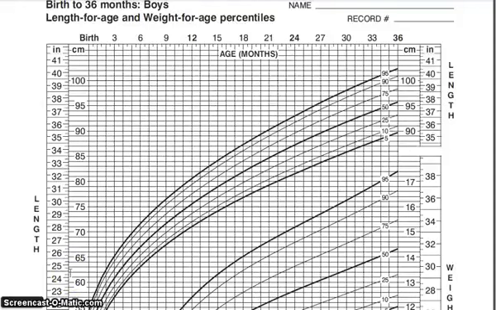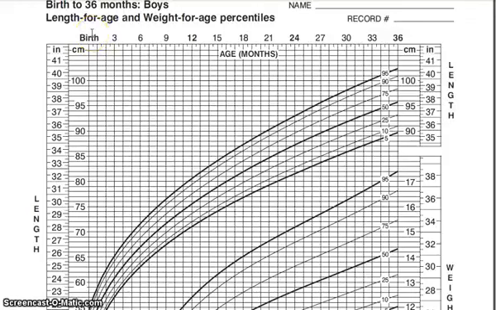Okay, this is how to read a pediatric growth chart. First, look at the top of the growth chart to make sure that you've chosen the correct one. This one is for boys from birth to 36 months of age. There will be a girls birth to 36 months of age, and separate ones for boys and girls over 36 months of age. So, number one, make sure that you choose the correct chart.